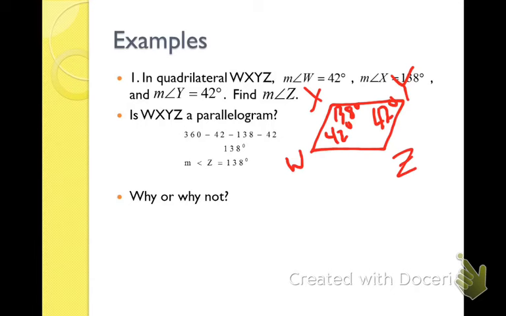Several different ways we could approach this. If we have a four-sided shape, four angles, what do we know they're going to sum up to? If you think of them as consecutive interior angles, because these two are supplementary, we would know these lines are parallel. So these two would add to 180. Another way is, if it's got four sides, the four angles add up to 360. So I would just take 360 minus the other three. What's left is 138. That would be Z.